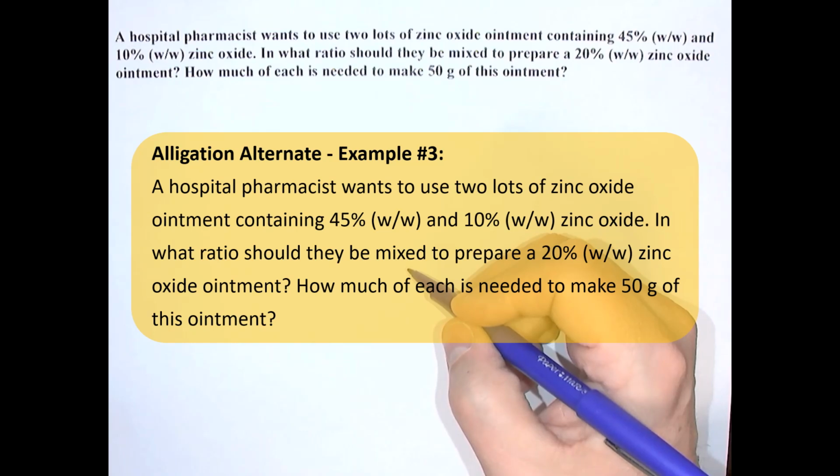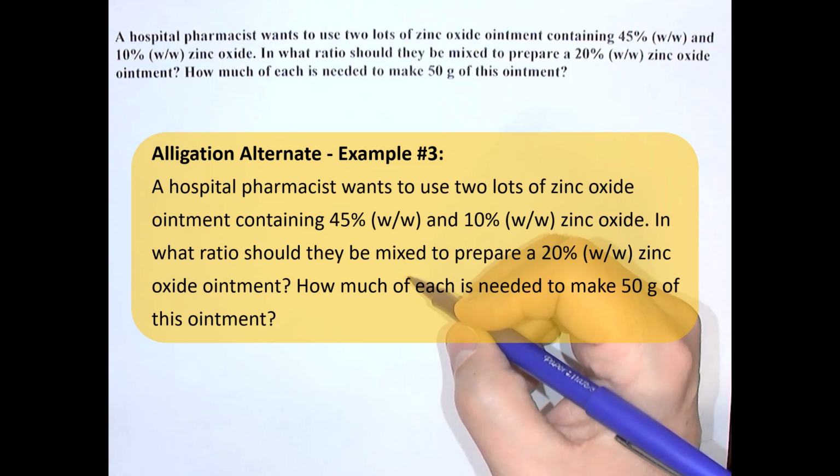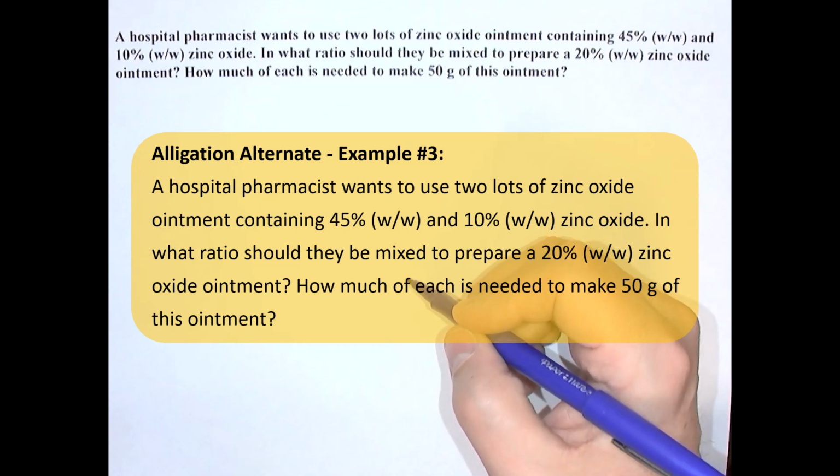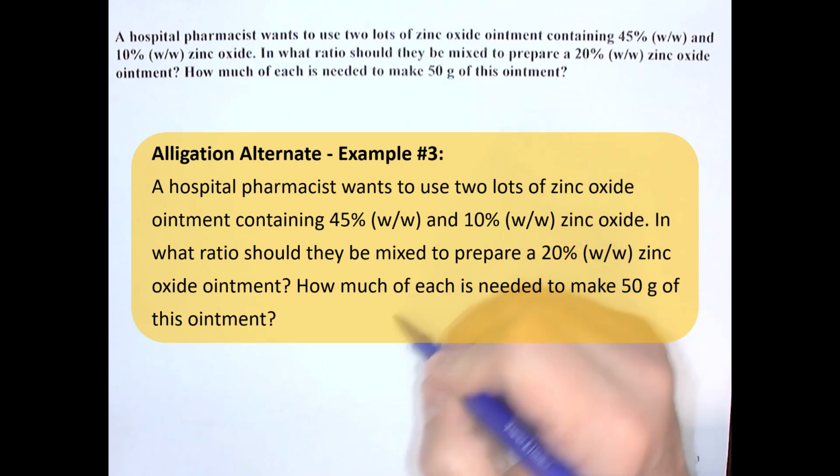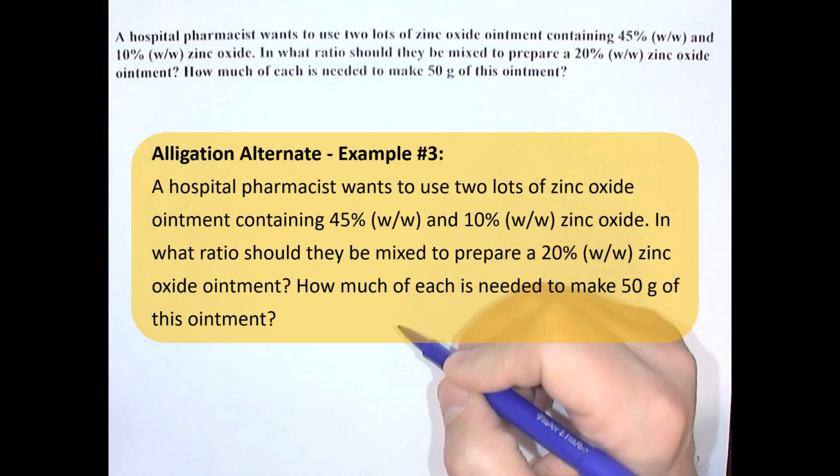The problem says a hospital pharmacist wants to use 2 lots of zinc oxide ointment containing 45% weight-to-weight and 10% weight-to-weight zinc oxide. In what ratio should they be mixed to prepare a 20% weight-to-weight zinc oxide ointment? Also, how much of each is needed to make 50 grams of this ointment?